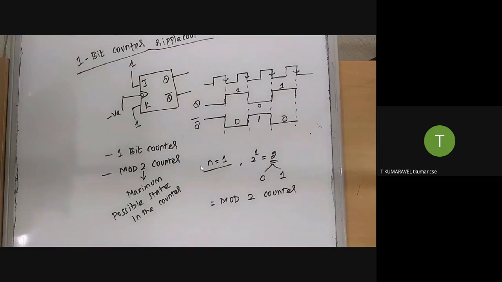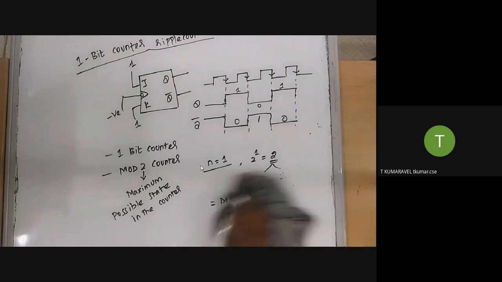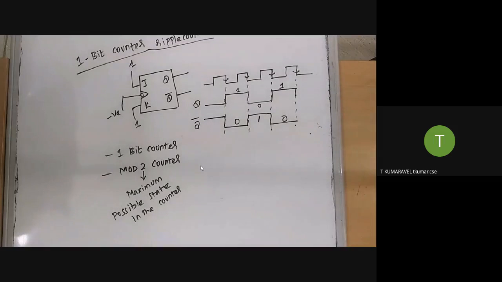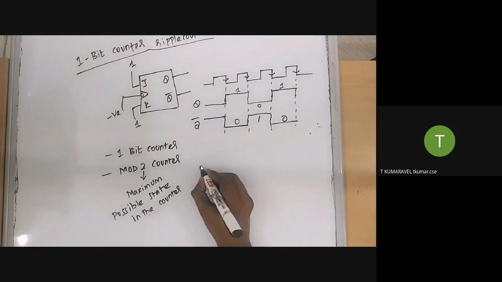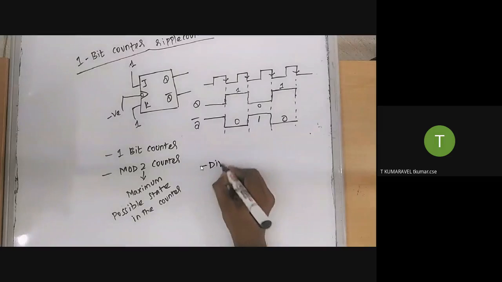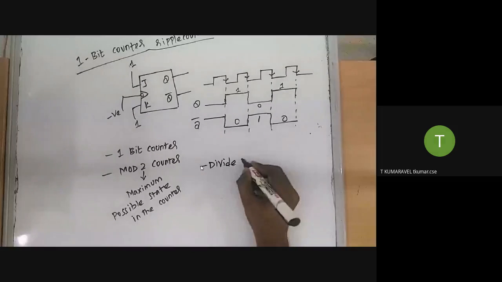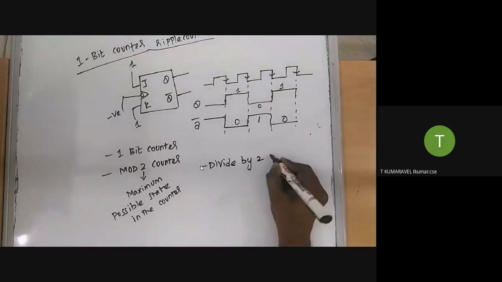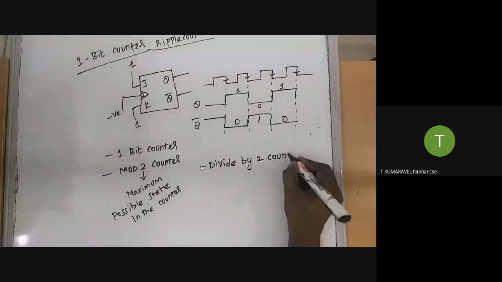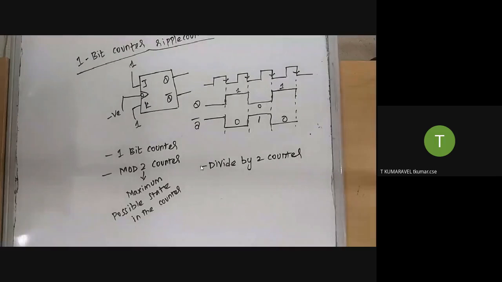One more name is also there, that is called a divide by 2 counter. I will tell you why it is called a divide by 2 counter. As of now, do you have any queries? No, sir. Okay.